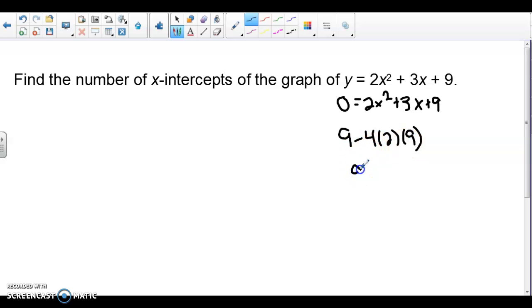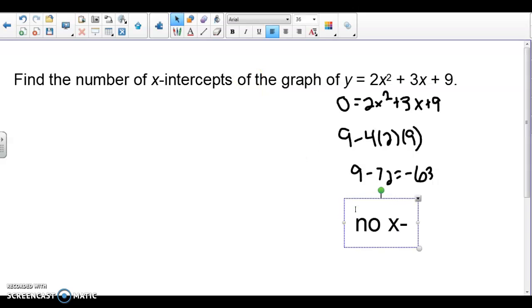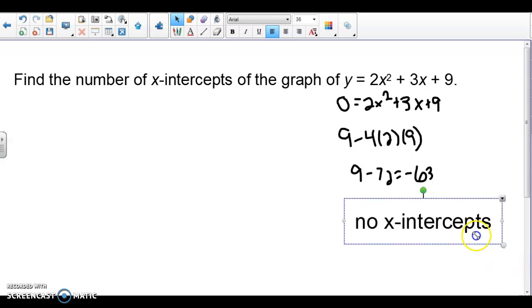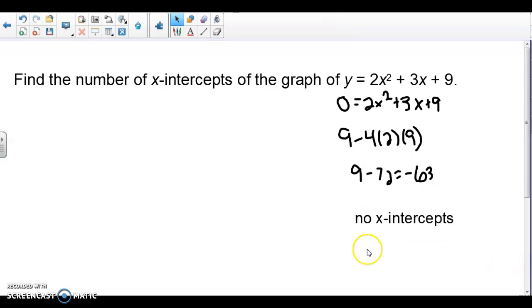So that would be 9 minus 72, which gives us a negative 63, which since our answer is negative, there are 0 x-intercepts, or there are no x-intercepts. All right, so that's how you find out how many x-intercepts there are.